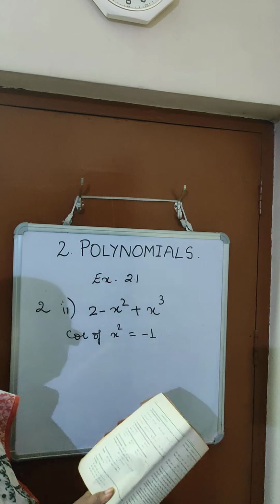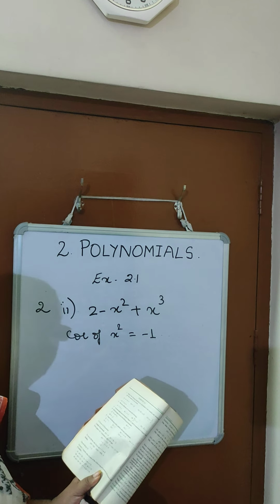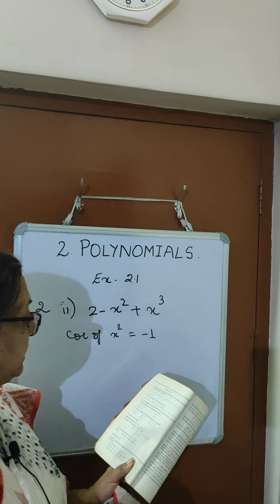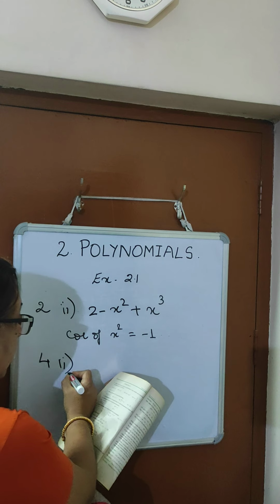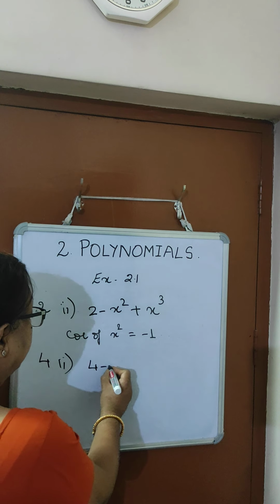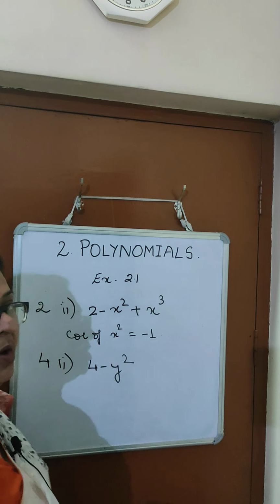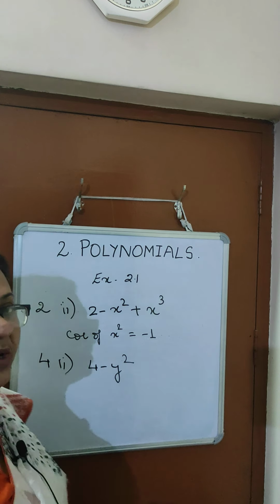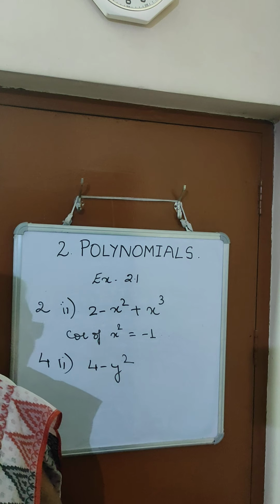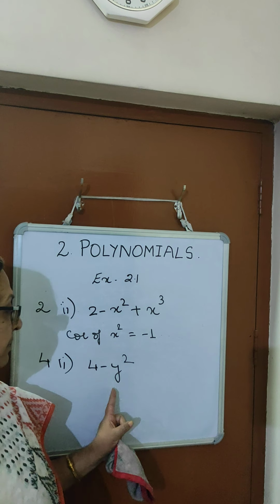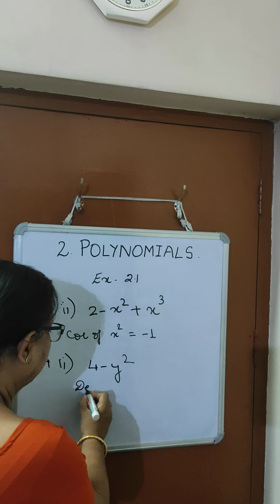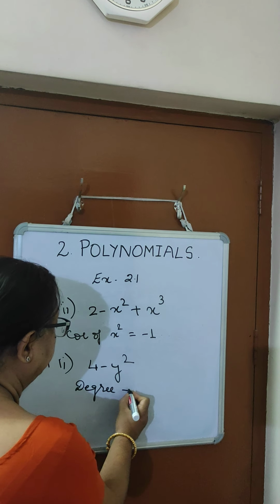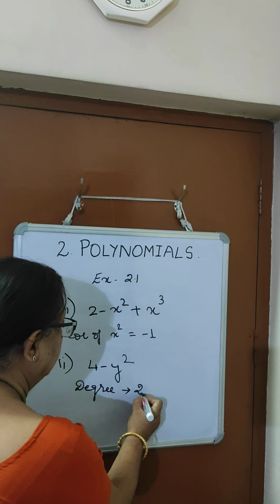Question number 4 is to write the degree of the following polynomials. Okay, come on, let's take another one. Question number 4, let's see the second one, 4 minus y square. What is the degree? Degree is the highest power of the variable. Now, what is the variable here? Y. And what is the power of y? 2. Therefore, degree of this polynomial is 2.